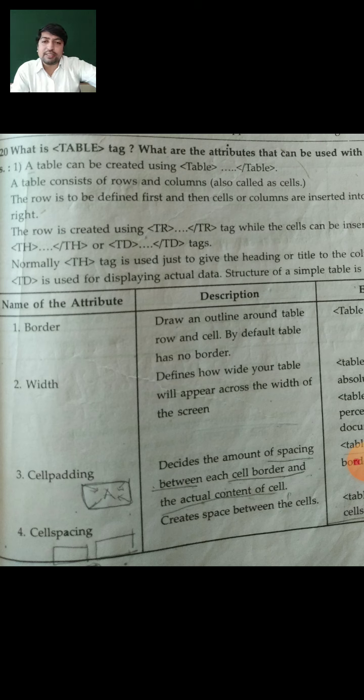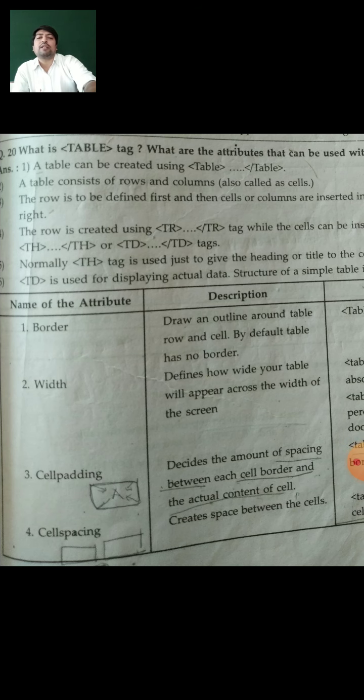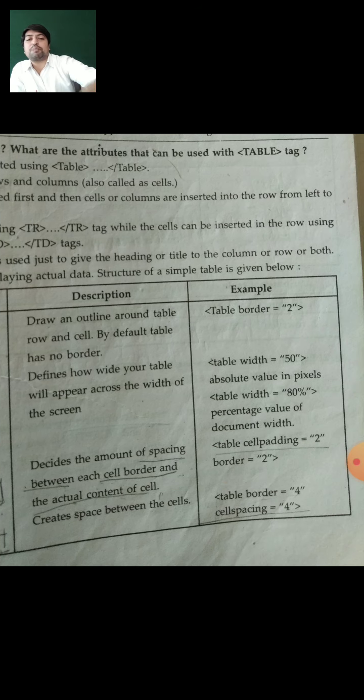See the last attribute, cellspacing. Cell spacing means the distance between two cells. There I have already drawn the diagram of two cells. There is some amount of space in between the two cells. So the space between cells can be specified with cell spacing.